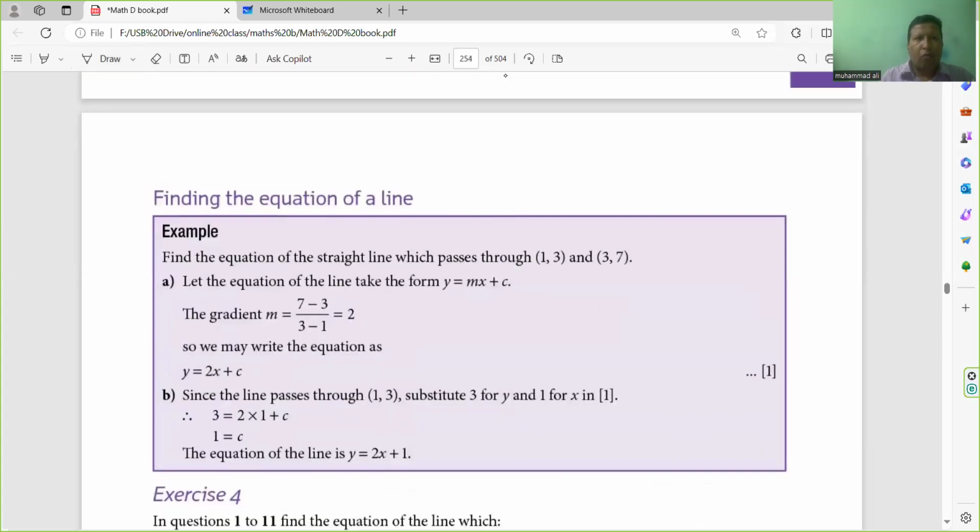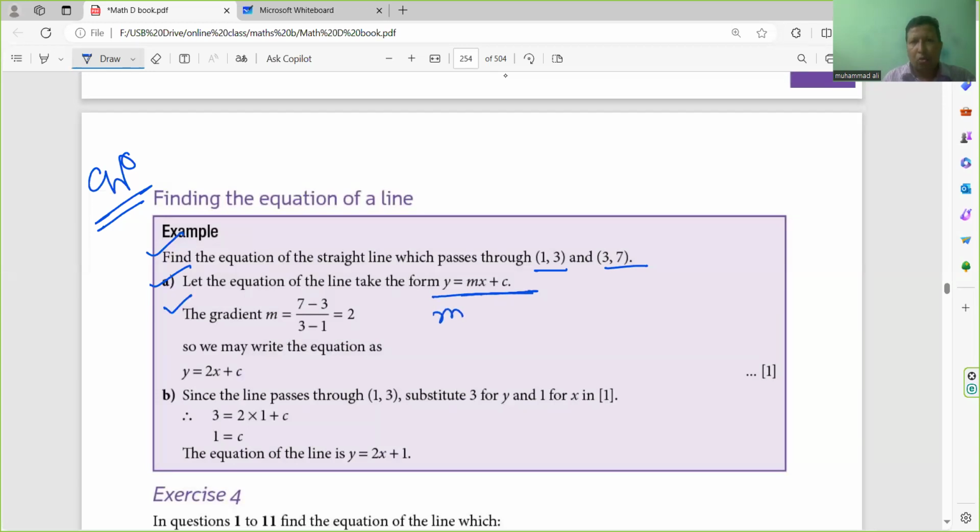Now the next one, finding the equation of a line. It's a very important topic. Find the equation of a straight line which passes through (1, 3) and (3, 7). We have to write at first the general form of a straight line, that means y equals mx plus c. At first we have to find the gradient m.